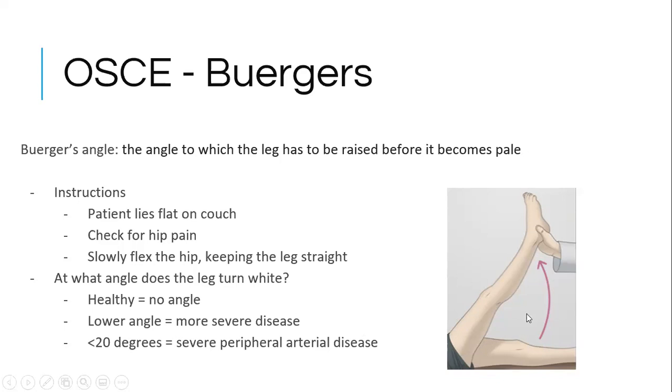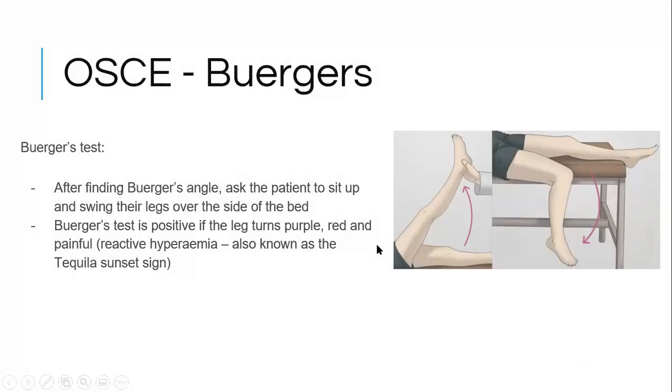And less than 20 degrees of lifting is meant to be thought of as related to severe peripheral arterial disease. After this, when you've found Buerger's angle, you swing the patient's leg down off the end of the bed and you watch the sole of the foot.